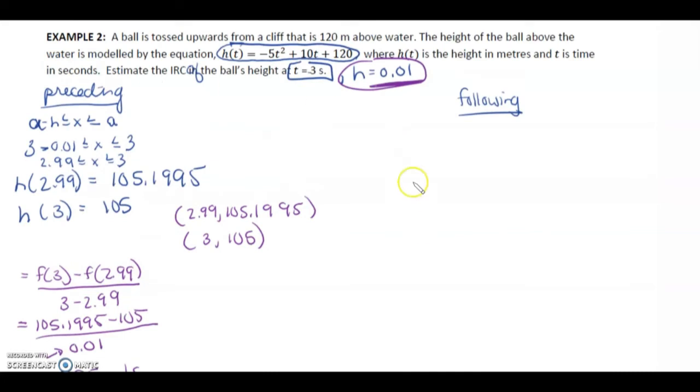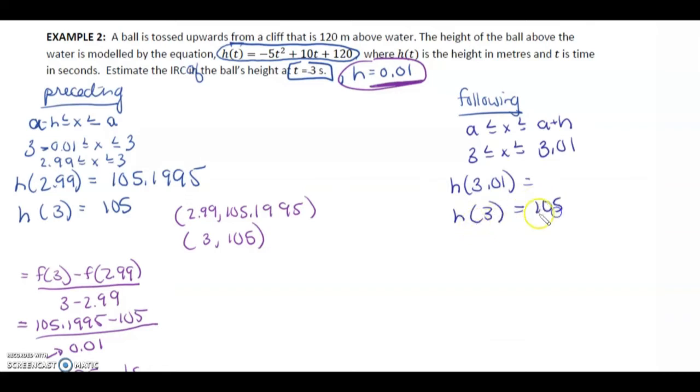Now let's talk about following. The following interval is going to be some number x between a and a plus h. So this time we're going to do some number x between 3 and 3 plus 0.01, so 3.01. That's going to be our new interval. So taking those two numbers, we get h at 3.01 and h at 3. Well, h at 3 we've already calculated, it's 105. And h at 3.01 is 104.7995. If you see, that number is very close to 105.